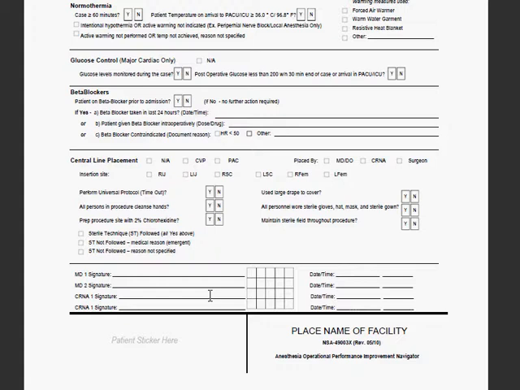So that completes the review of this form. If there's any other questions, please don't hesitate to talk to your medical director or your chief CRNA, or don't hesitate to call myself or Andy Dameron, Executive Director of CRNA Services.